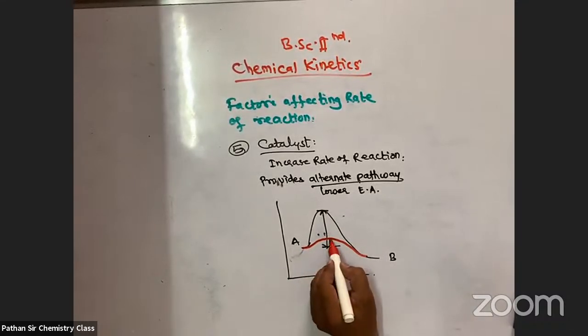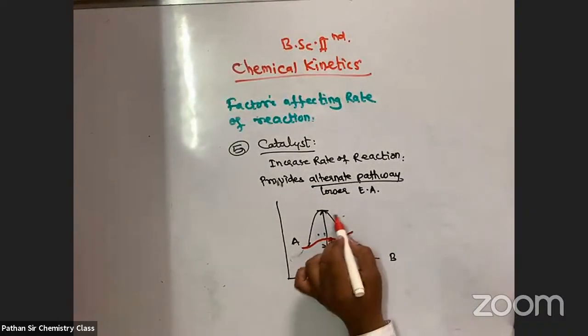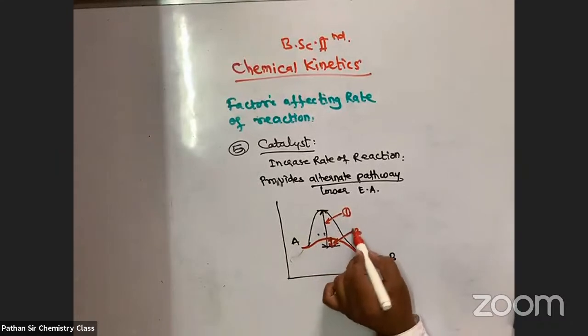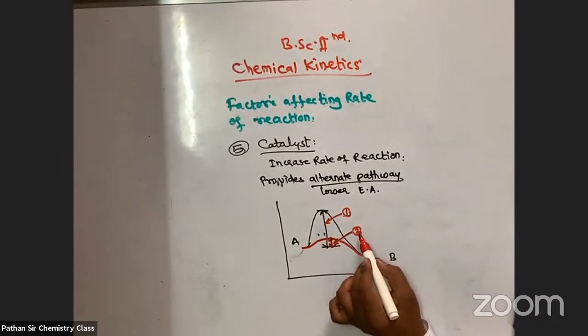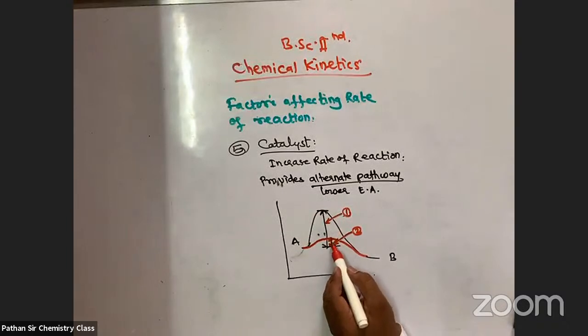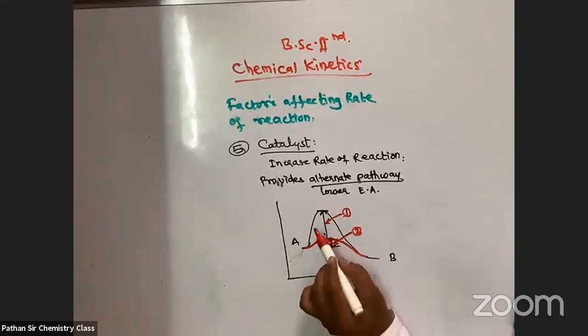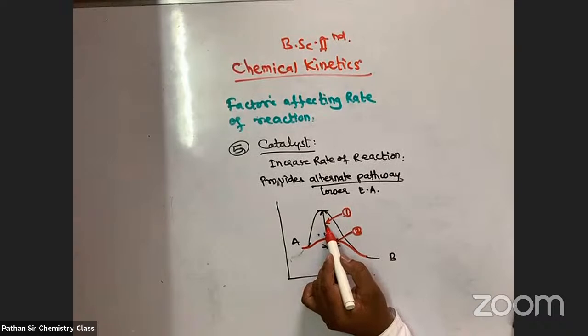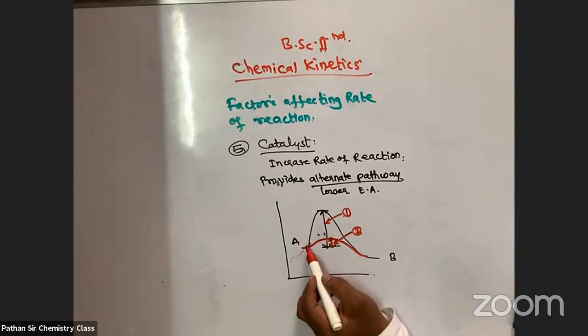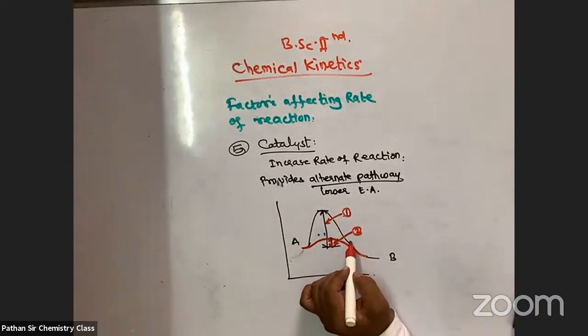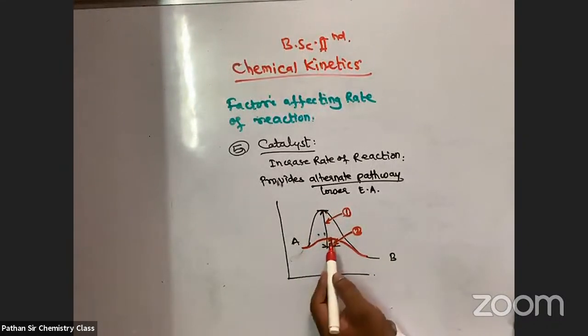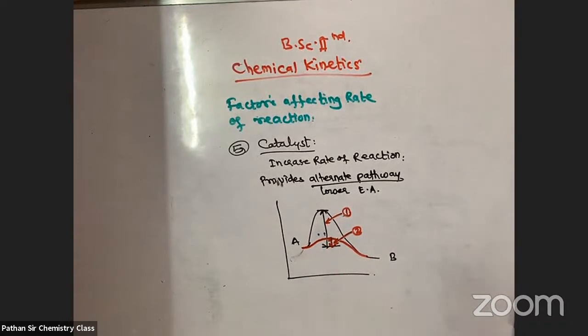Energy of activation decreases to the minimum. If you compare these two, this is 1, this is 2: this is without catalyst, this is using catalyst. If you see the second pathway, the energy of activation for the pathway provided by the catalyst is low. But if you're not using any catalyst, then the energy of activation is quite high. Rate of reaction is lower when energy of activation is higher, but if you're using catalyst, the rate of reaction is quite fast. So when you use catalyst, rate of reaction increases.